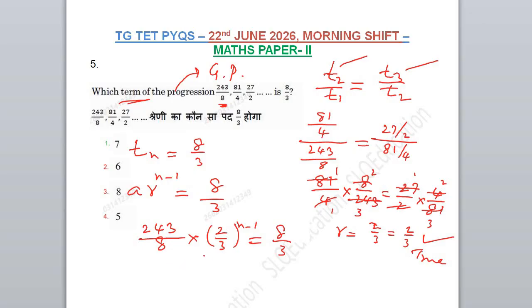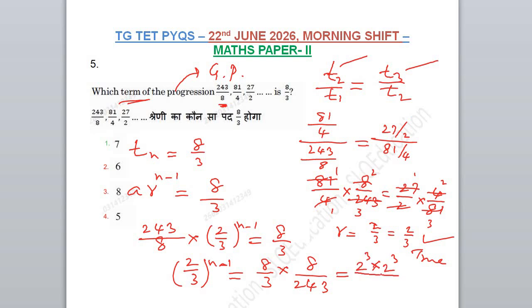So here 243, this one we have to simplify. Take this to the other side. So here 2 by 3 whole to the power of n minus 1 is equal to 8 by 3. This denominator goes to the other side, means numerator 8 by denominator 243. So if you simplify further this side, 8 means this is 2 cube. Why are we writing it? This is 3 to the power of 1, 3 to the power of 5.